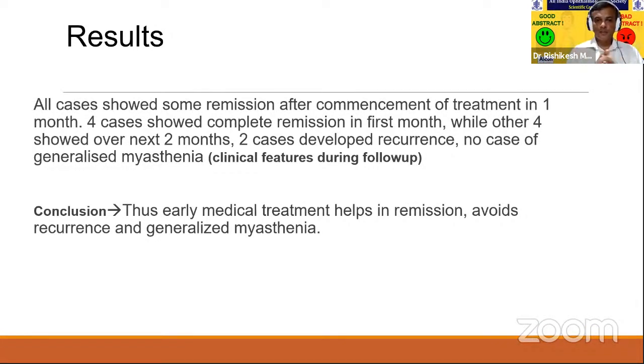And thus, we come to the conclusion part, which is related to the aim of the study: that early medical treatment helps in remission and avoids recurrence and generalized myasthenia. So in this way, if you write, I think all the ideas you want to present become crystal clear in the minimum words expected of you. Thank you.